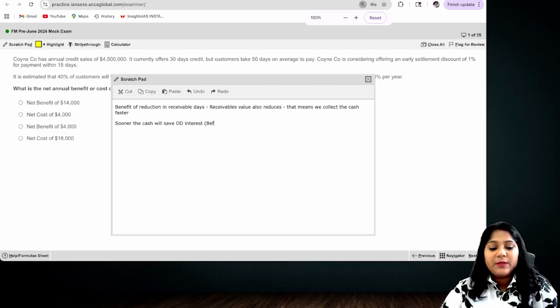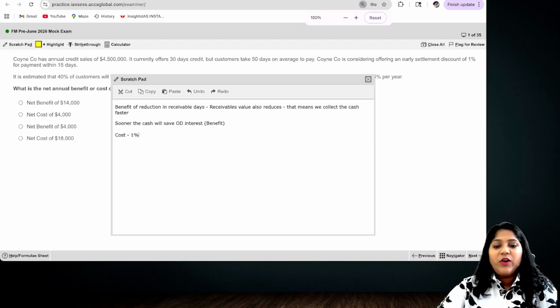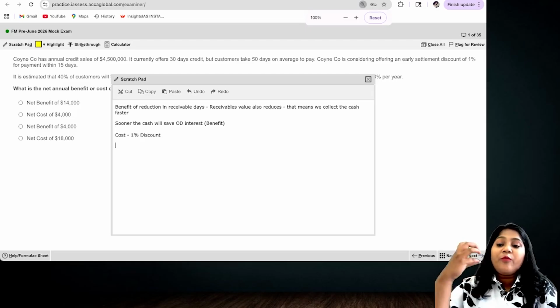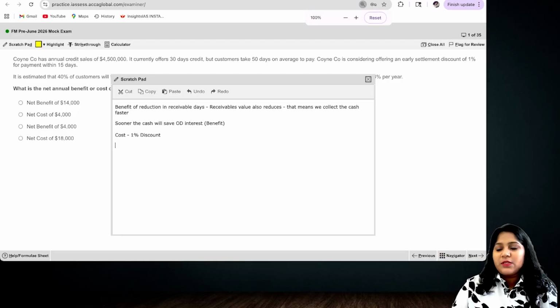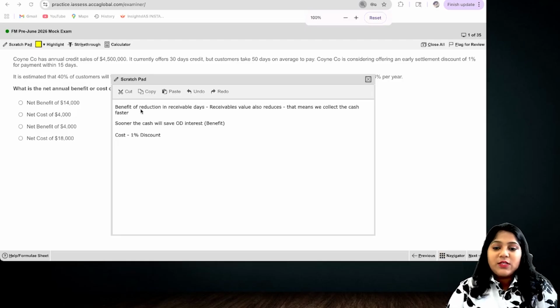This is the benefit. But what is the cost of it? The cost will be the 1% discount that we are offering to the customers on the sales. I am foregoing the profit margin. Giving a 1% discount is like reducing the sales price by 1%.